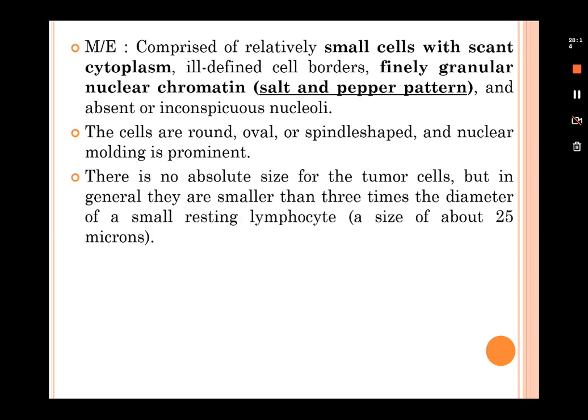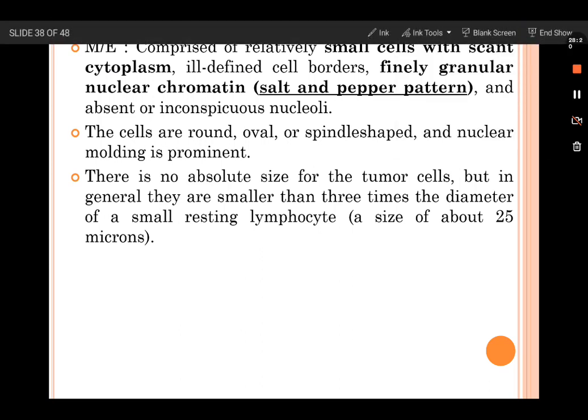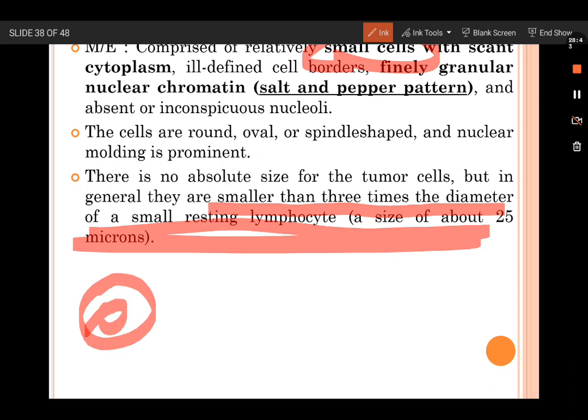Now microscopically it is composed of small cells, so it's called small cell carcinoma. What do you mean by small? Any time you use a word, especially in pathology and in medicine in general, there is some comparison with it. So how small? They are smaller than 3 times the diameter of a small resting lymphocyte. It's not exactly 3 times, but I'm just trying to make you remember: smaller than 3 times the diameter of a small lymphocyte.